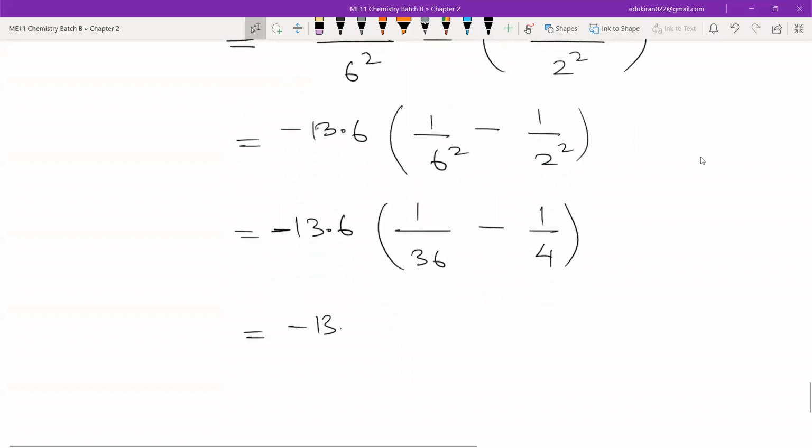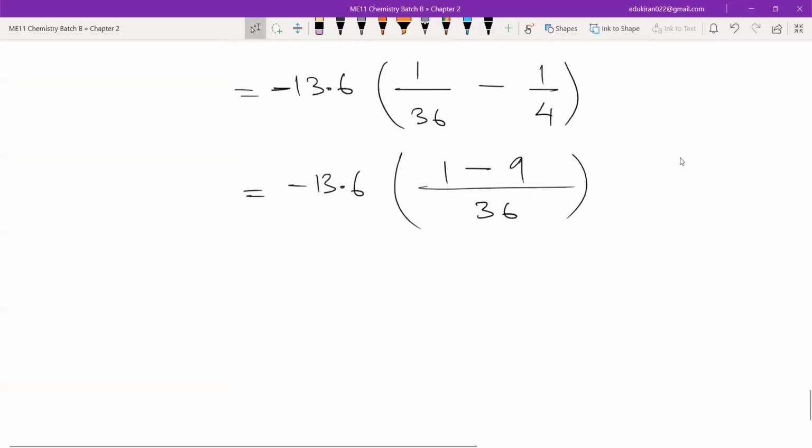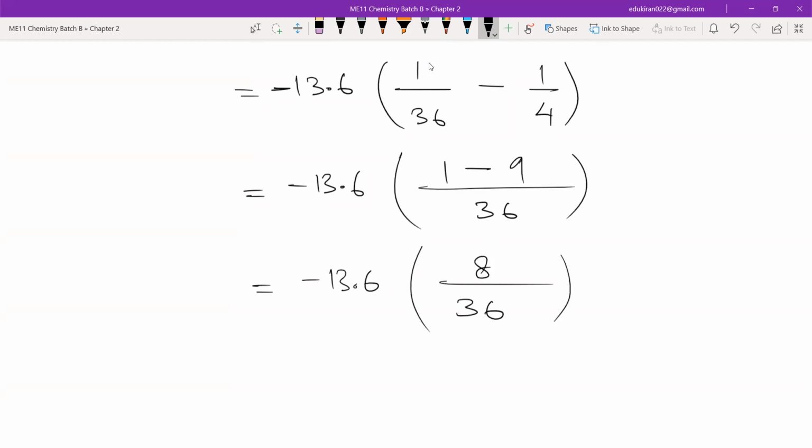This will be equal to minus 13.6. Now if I make this common, we have 9s, right? So 36 can be written here like this, and this will be 1 minus 9, 4 9s are 36. So this will be equal to minus 13.6, and it is 8 upon 36, right? 8 upon 36.